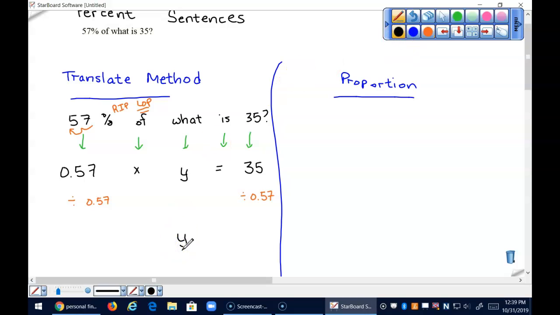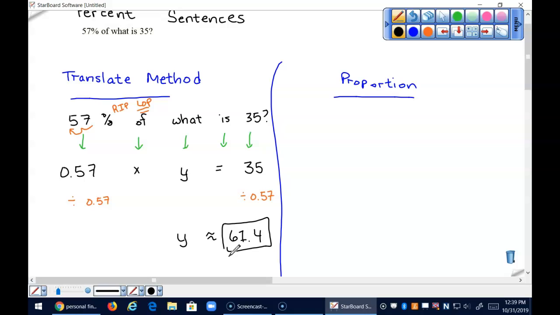So whatever that is, 35 divided by 0.57. I'm going to round it. So about 61.4.